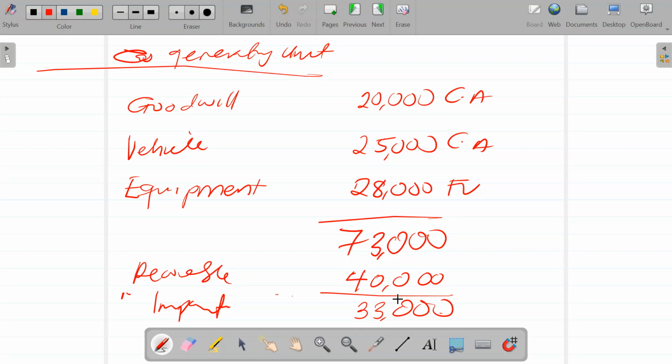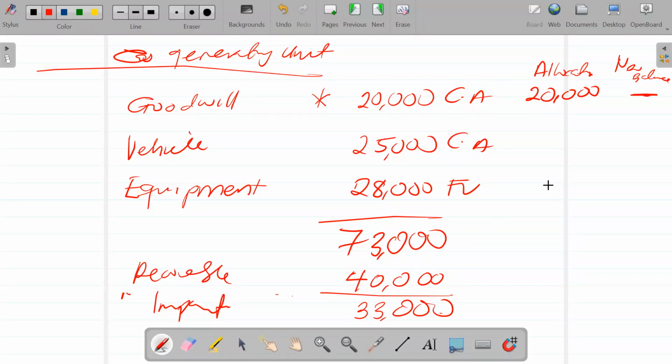So now this impairment loss, we have to share the loss among these assets, and we have to allocate this loss to the individual assets. The standard says that the first to be affected is goodwill. So of the 33,000, we will use 20,000 to write off the goodwill. So that goodwill will be zero. New balance, goodwill will be zero.